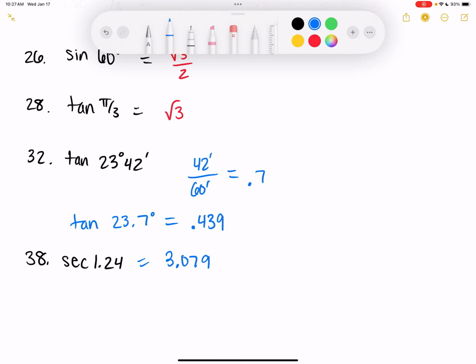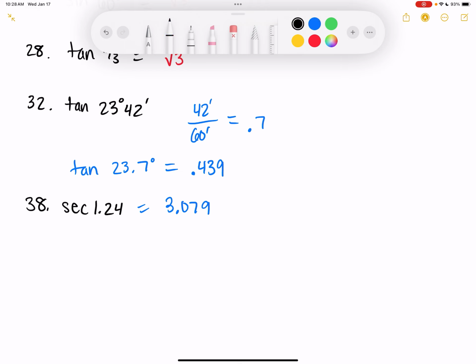So, let's see. Next thing. Find the acute angle theta that satisfies the given equation. Give theta in degrees and radians. You should do these problems without a calculator. So, we've got 42, which is the sine of theta is equal to root 3 over 2.